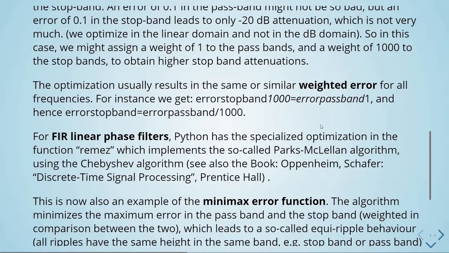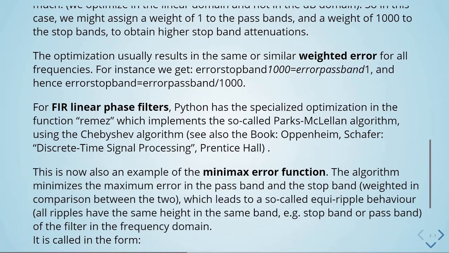For FIR linear phase filters, Python has a specialized optimization in the function remez. It's from the SciPy signal library, which implements the so-called Parks-McClellan algorithm using the Chebyshev algorithm. You can also take a look at the discrete time signal processing book from Oppenheim, where you can see some description about this algorithm.